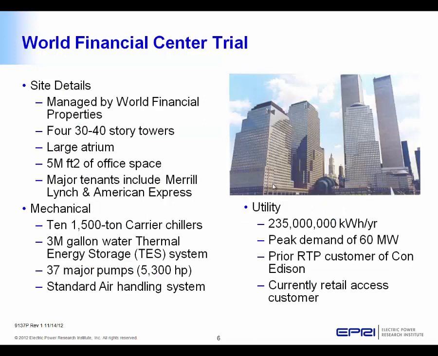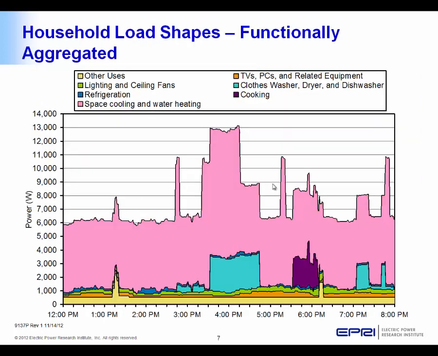We did it again at the World Financial Center, which was right across the street from the old World Trade Center. Two 30 to 40 story towers with 5 million square feet of office space with some major tenants, including Merrill Lynch and American Express. We had ten 1,500-ton Carrier chillers, air conditioners, and 3 million gallons of thermal energy storage, with 37 major pumps totaling 5,300 horsepower and an air handling system. We were able to reduce their peak demand of 60 megawatts by nearly 10% as a result of having this kind of dynamic system in place.